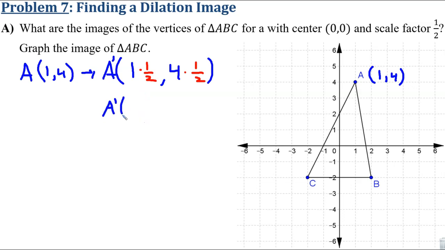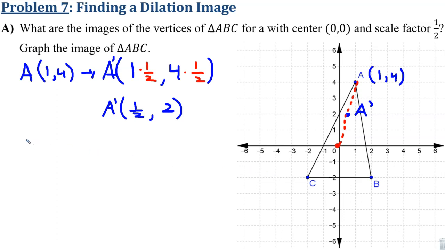So we'll have A prime then at 1 times 1/2 is just 1/2. 4 times 1/2, half of 4 is a 2. So my A prime then is going to be at 1/2, 2. That'll be the A prime. Okay, notice A and A prime fall on the same line. Essentially right now A prime is half as far away from the center of dilation, the origin, as A is.